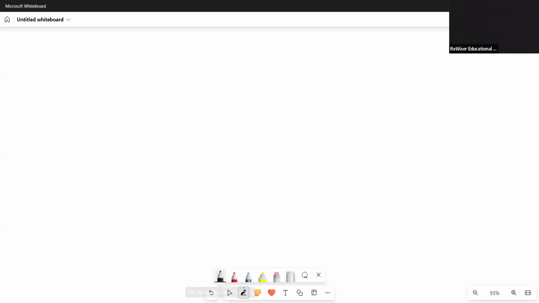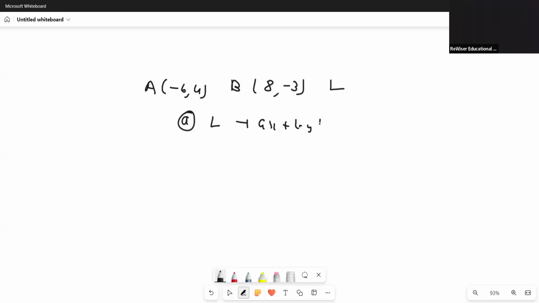Okay. Let's move ahead with another board type of question, which is commonly asked. So now it says that the point A has a coordinate minus 6 comma 4, right? Point B has a coordinate 8 comma minus 3, and it lies on the line L, right? First of all, find the equation of the line L in the form of ax plus by plus c equals to 0, where a, b, and c are integers. So you have to get that.